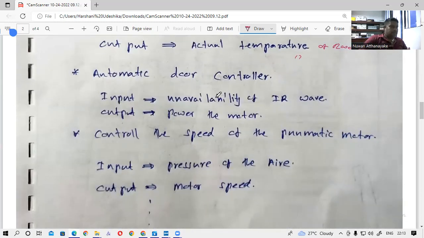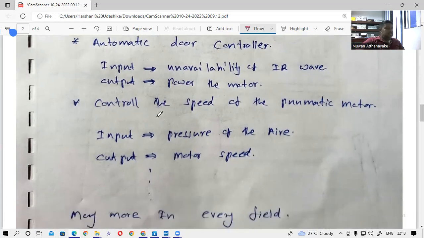So here we have the controller speed of a pneumatic motor. This is a pneumatic motor. It works on air. It is not an electrical motor. You know that for an electrical motor, we have to connect it to electrical power. We have to give electric voltage. So it will create an electromagnetic force, we call it EMF, and it will rotate.